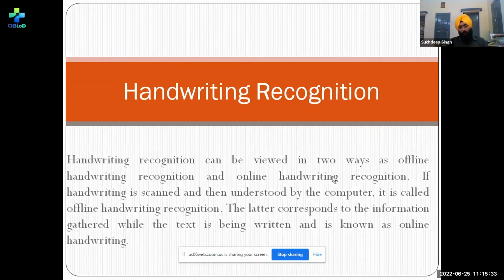As I have already discussed, handwriting recognition is a subfield of pattern recognition. Whenever handwritten text written on a wall, any paper, or a digital surface, like a pen tablet, our laptop screen or our mobile screen, is understood by the computer, that is called handwriting recognition.